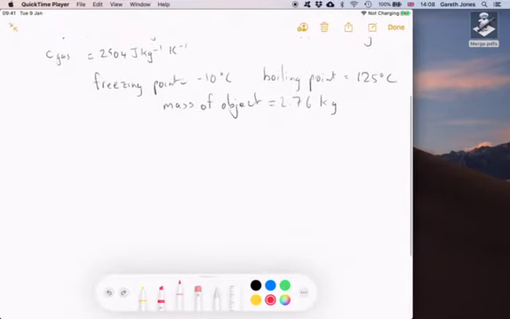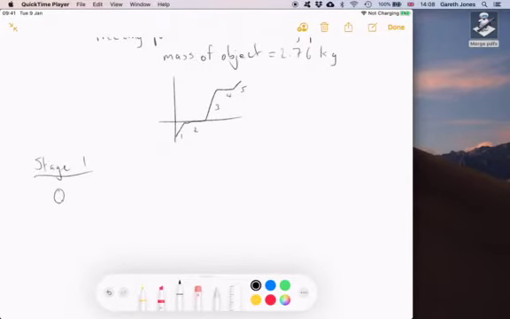So let's just break it down into stages, okay? As you know, when any object is heated, we have this shape of the graph. Let's call those stages 1, 2, 3, 4, 5. Let's do stage 1 first. So break it down into parts, okay? What is the energy required there?